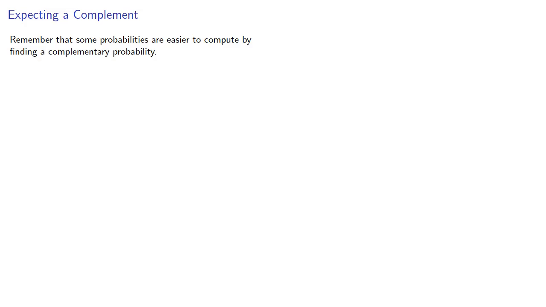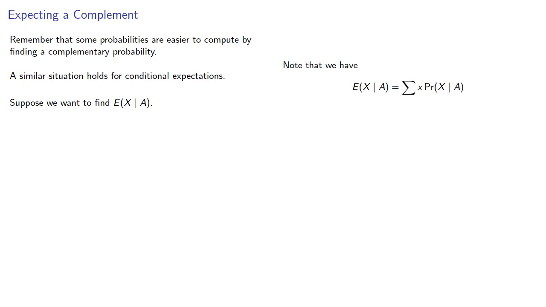Remember that some probabilities are easier to compute by finding a complementary probability. A similar situation holds for conditional expectations. Suppose we want to find the expected value of x given some event A. So the expected value of x given A is going to be the sum of the payoff times the probability of x given A. But if we multiply by the probability of A itself, then this probability of x given A times the probability of A, well, that's just the probability of x and A.